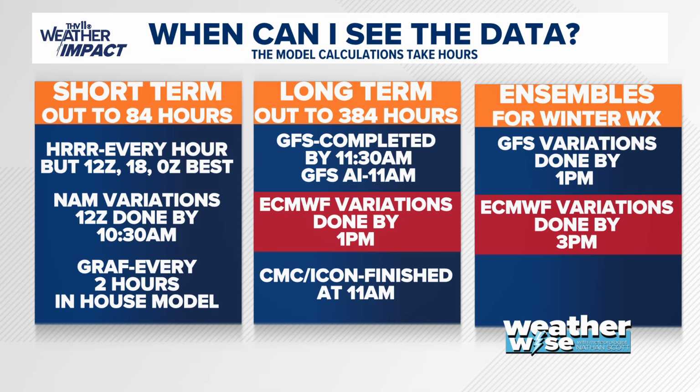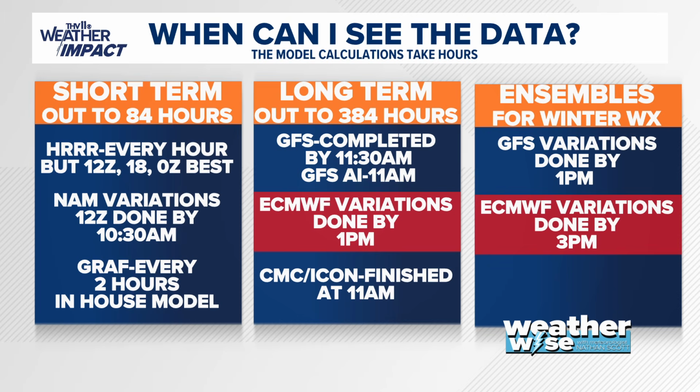Now the HRRR, which is the High Resolution Rapid Refresh model, it's every hour, but your best is going to be 12Z, 18Z, and 0Z. You see that change. We use this especially when there's a line of storms advancing in here from Oklahoma. We look at the HRRR every hour as it gets closer and closer, and it will change where the position of the storms are located.